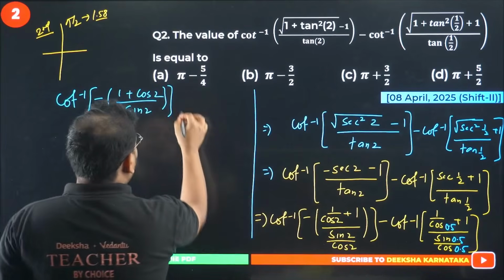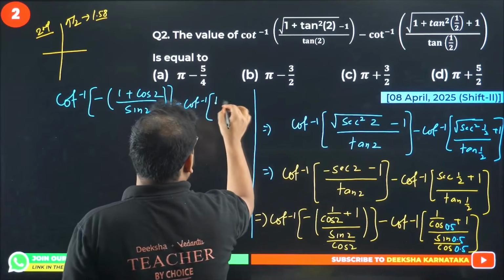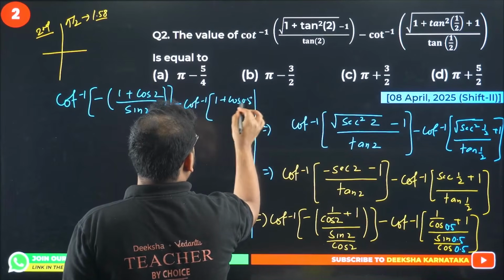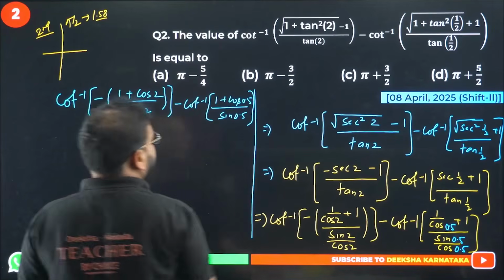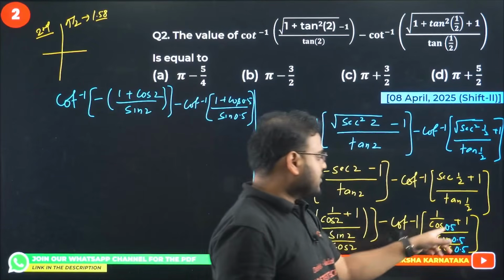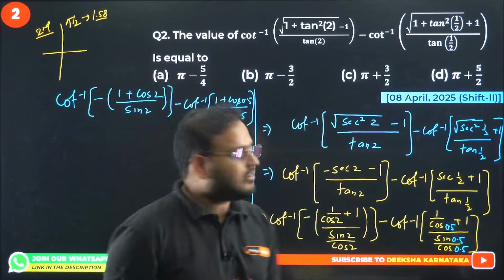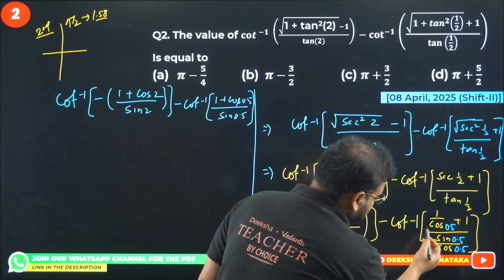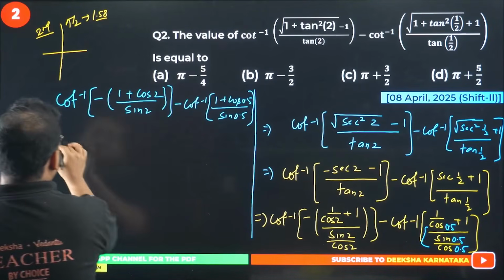Same goes over there. I get minus cot inverse of 1 plus cos 0.5 divided by sine 0.5, right? 1 plus cos, because if we take LCM, it will become cos 0.5 over here. 1 plus cos 0.5 by cos 0.5, which will cancel this cos. This and this will be cancelled over here. Got it? Okay. So 1 plus cos, there is a formula for 1 plus cos.